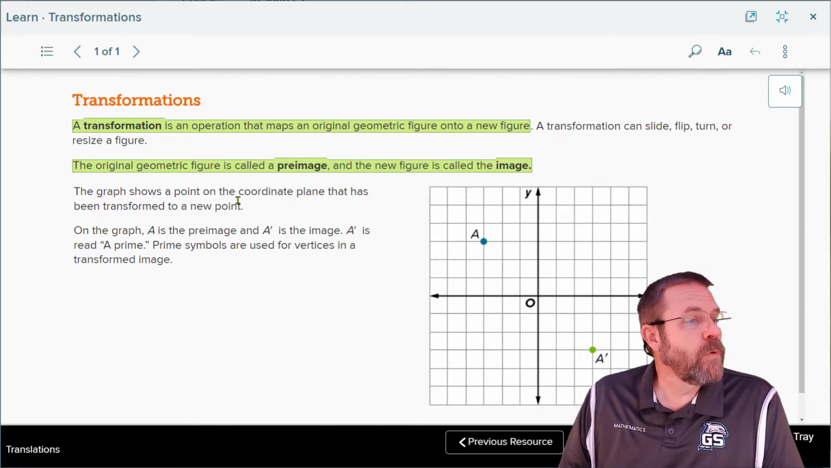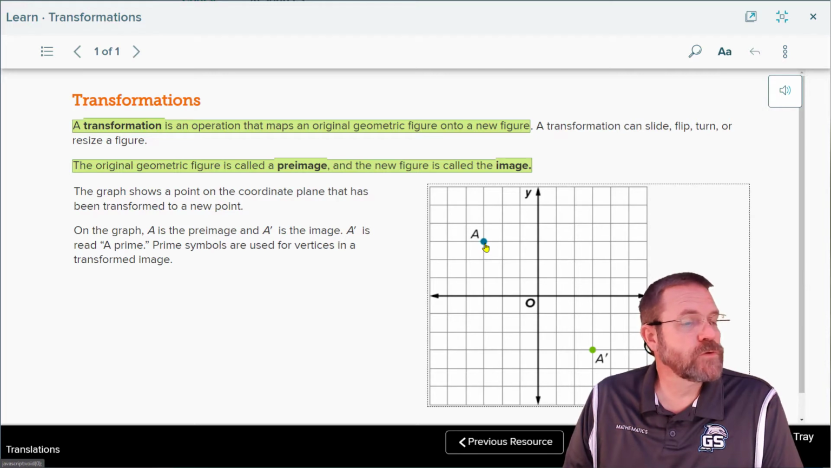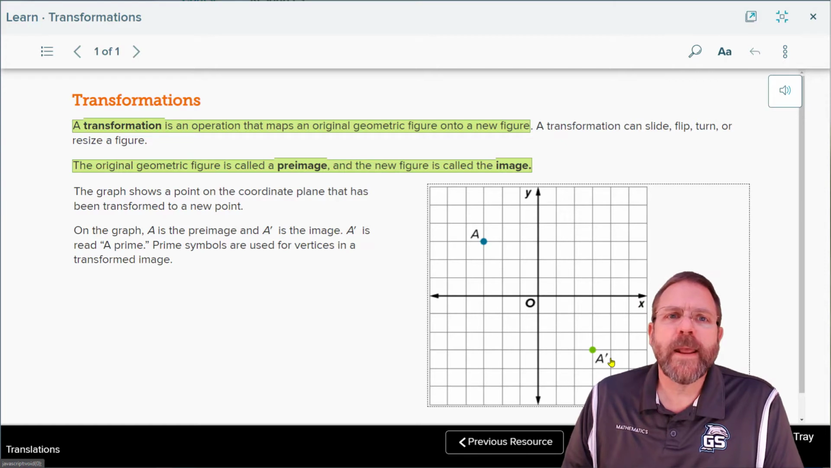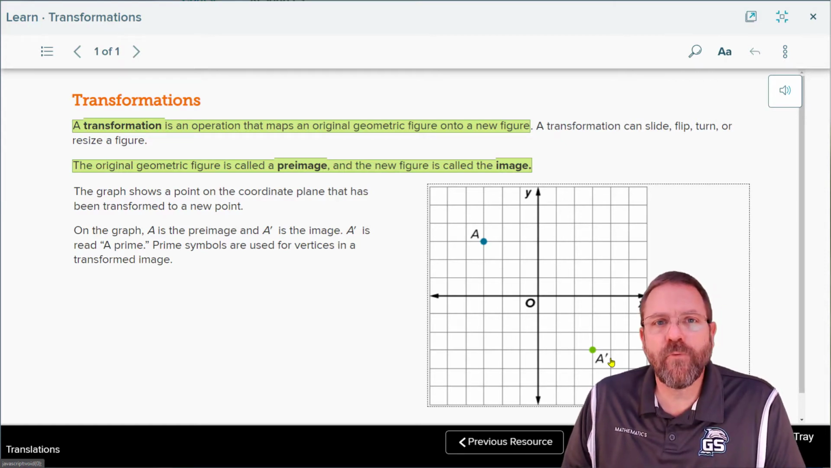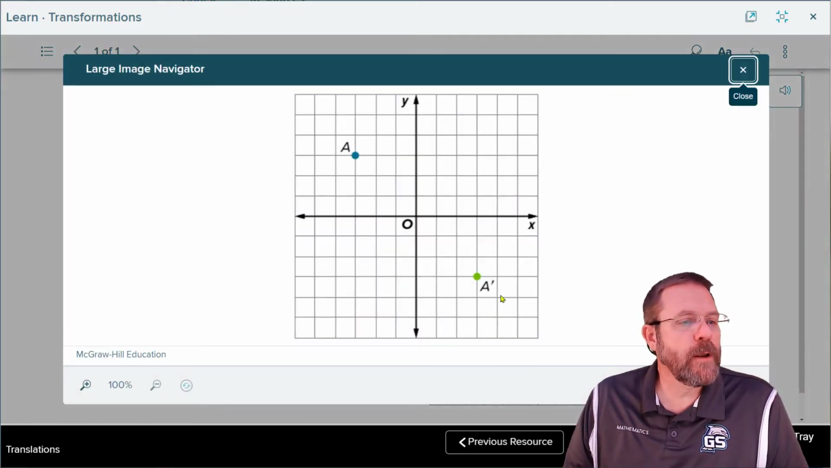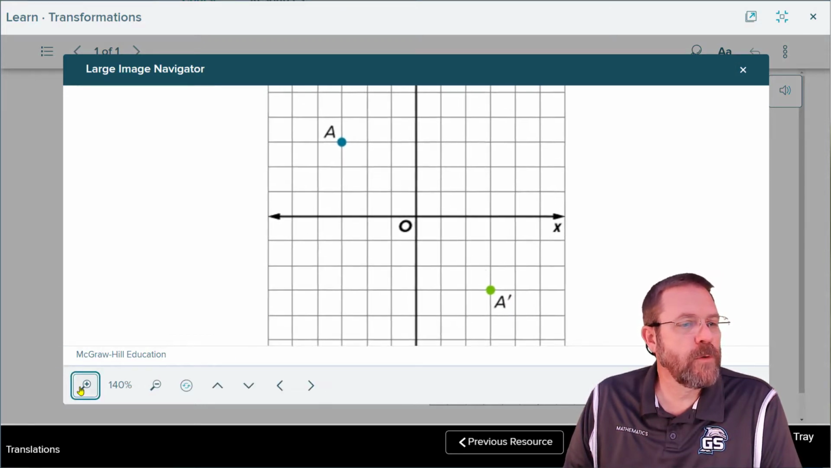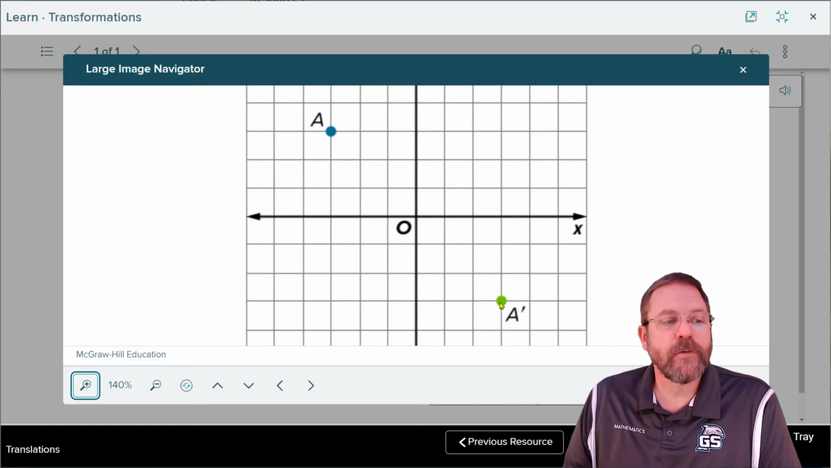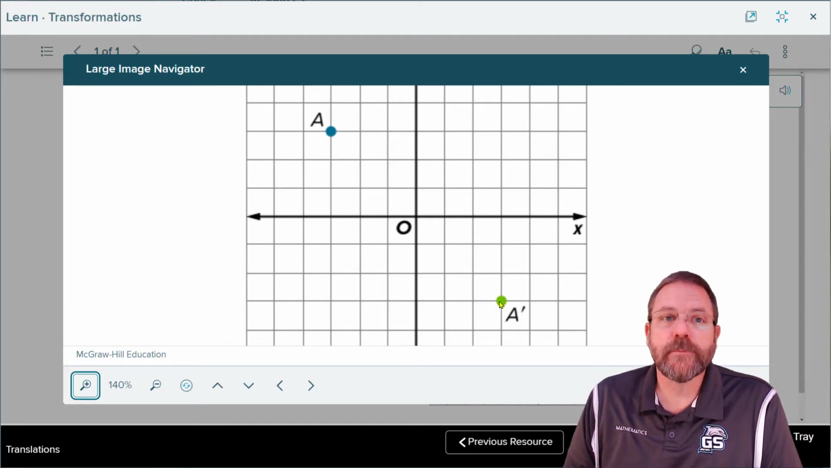The graph shows a point on the coordinate plane that has been transformed. So you have point A as your starting point right here, and then the little tick mark there is called prime. So this is A prime. Your original point is A, your new point is A prime. You can see a little bit better there what we're talking about with that prime. Let's see if I can zoom in some. Hopefully you can see it well on your devices now. Point A and point A prime. This was your original point, or your pre-image, and this is your new point, or your image.